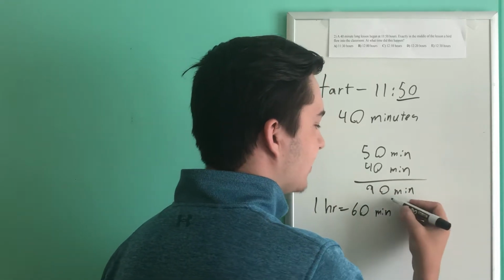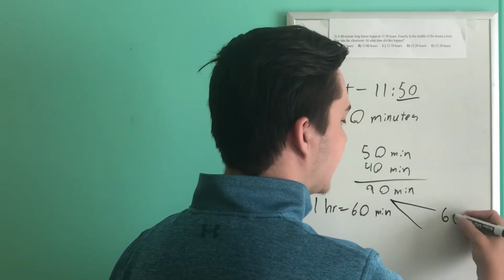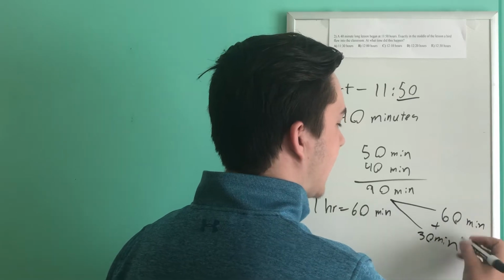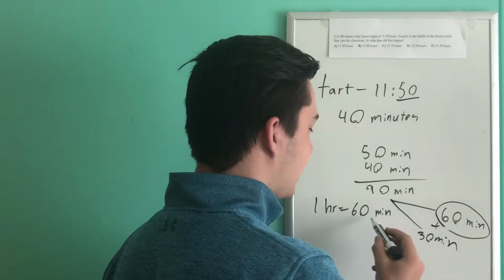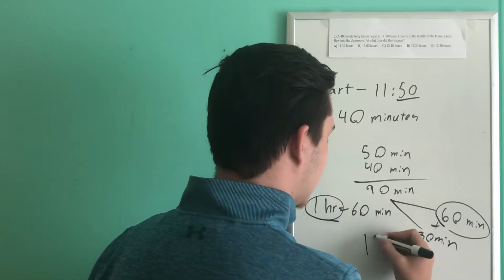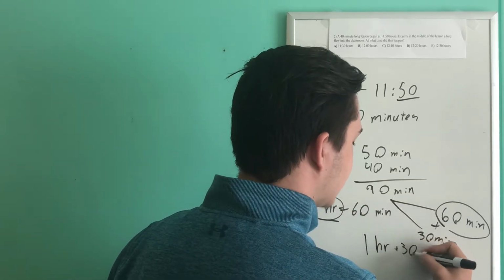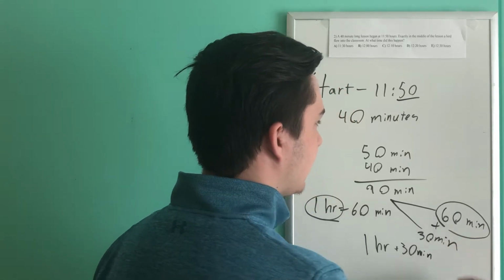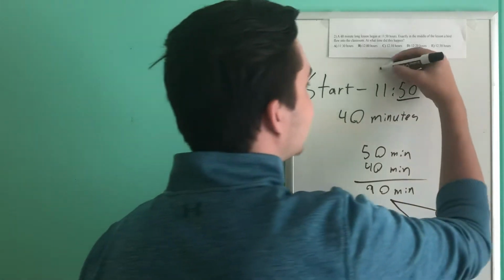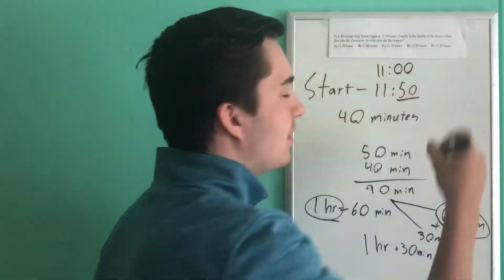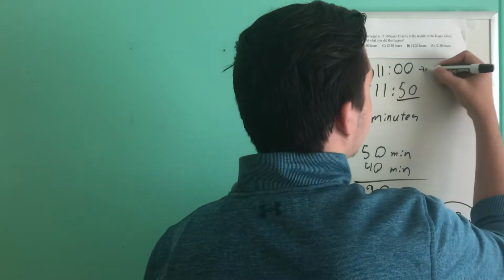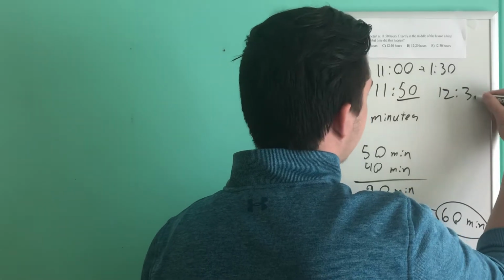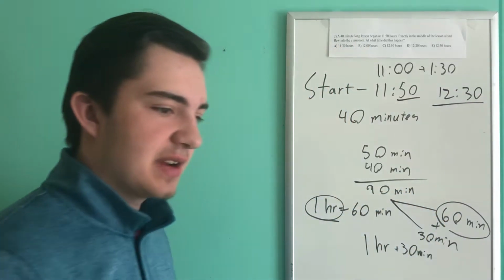So let's think about 90. We can split 90 into 2 parts. We can say 90 is 60 minutes plus 30 minutes. And now this 60 minutes is just that 1 hour. So we have 1 hour and 30 minutes. Right? And that's after 11 o'clock because we added to that 50. So it's 1 hour and 30 minutes after 11 o'clock. So this plus 1, 30. So we add the ones and we get 12, 30. So that is the time when the lesson ends, right?